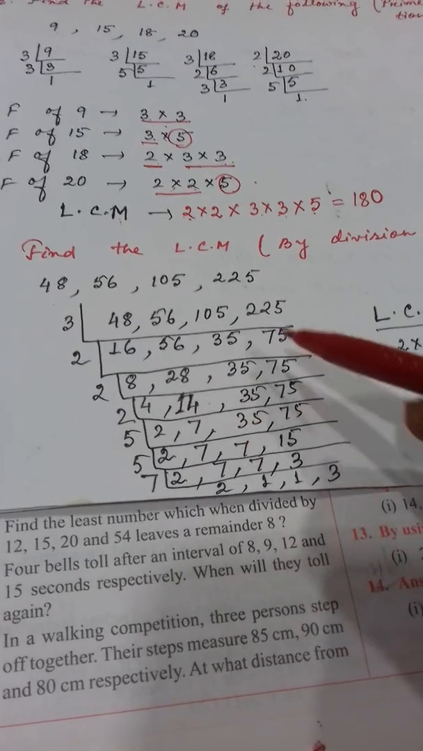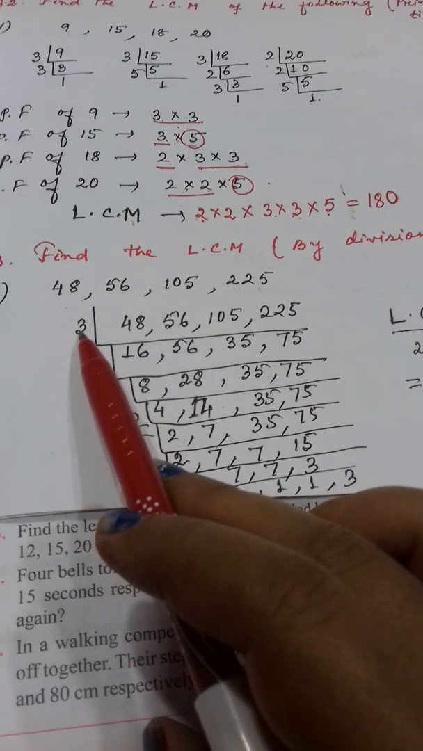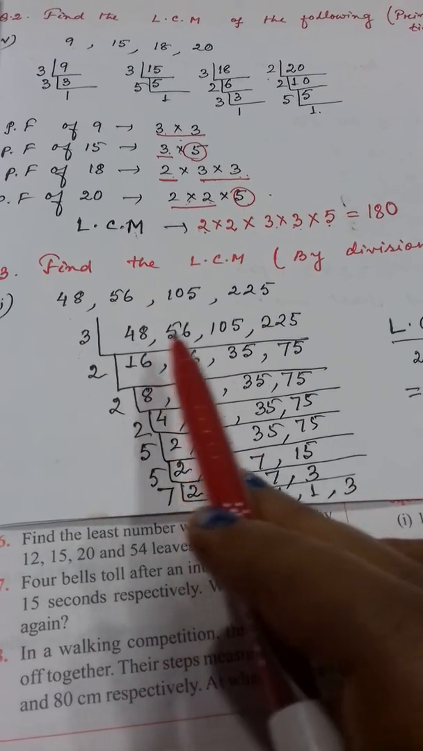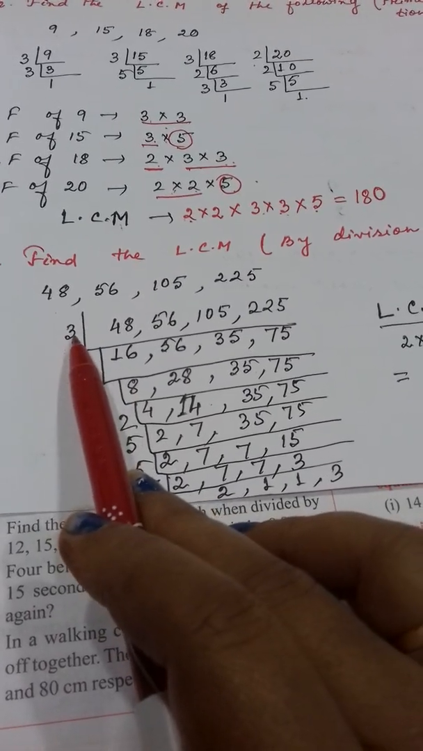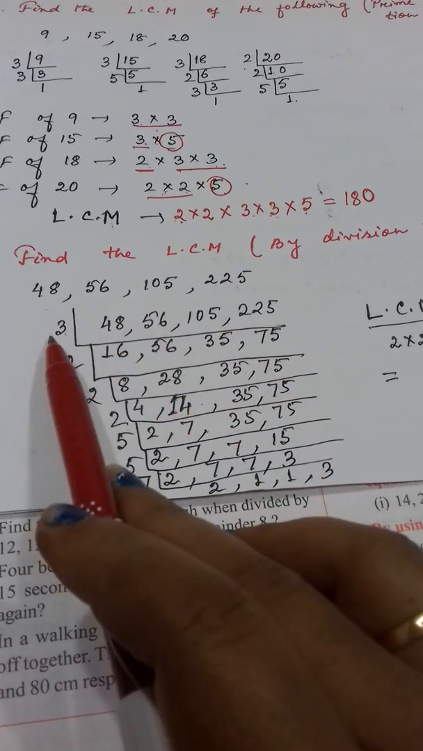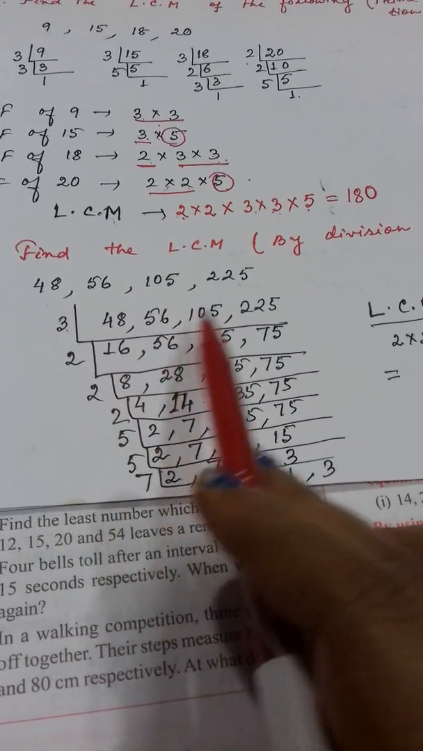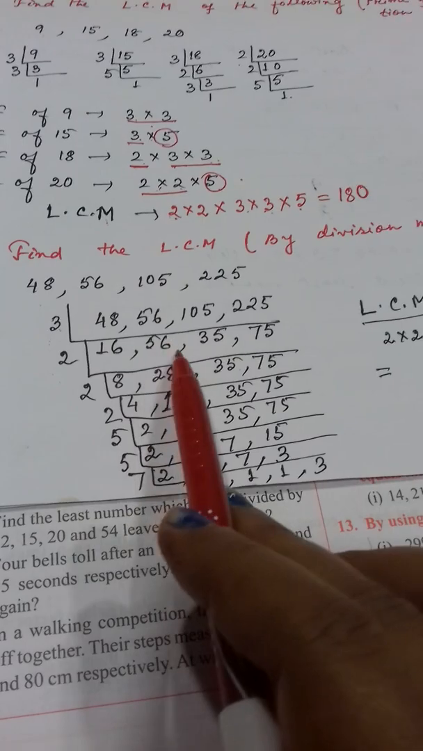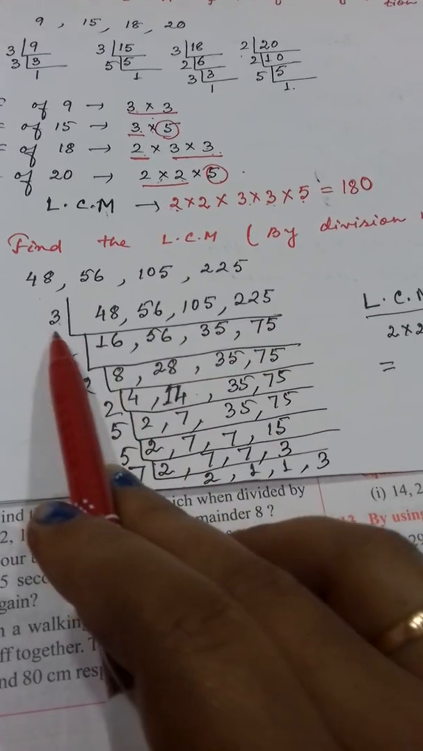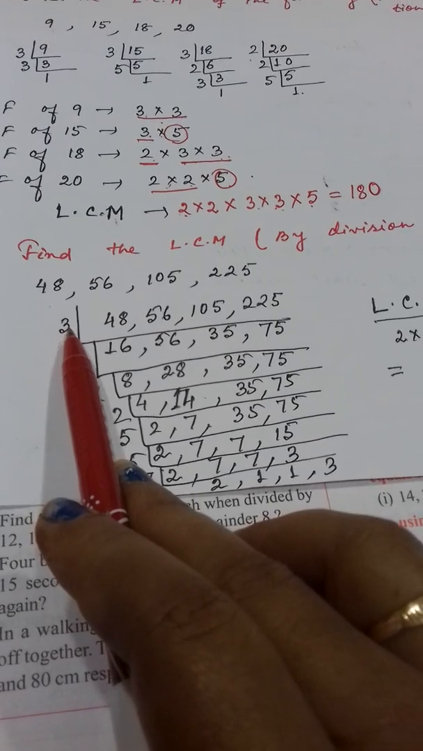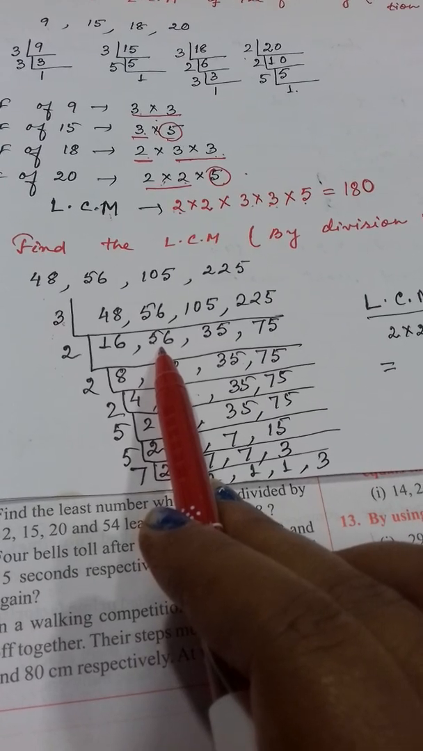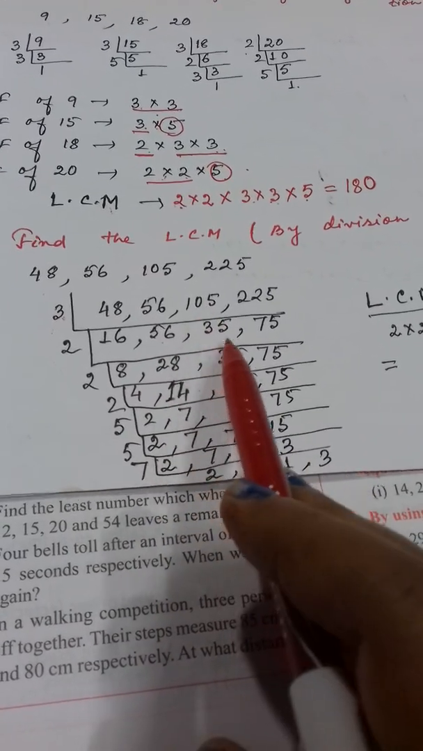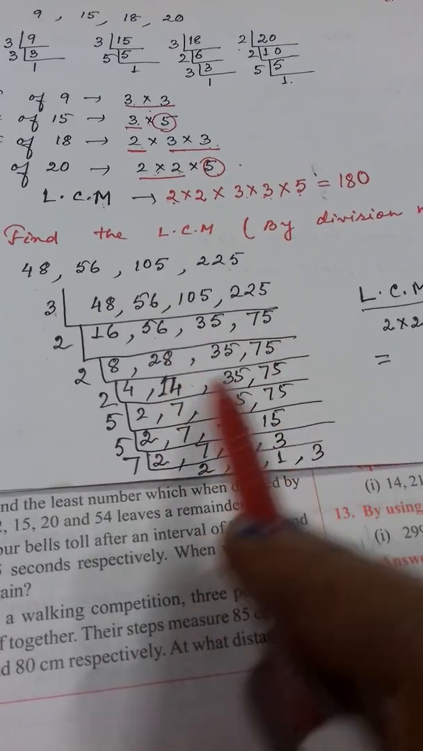Next, by the division method. Question number 3. This is the common division method. Start with a prime number. Clear? I told you there is no hard and fast rule about which prime number you start with, but it should divide at least some of the numbers. Divide by the one that divides the maximum numbers. Have you seen? I started with 3. So 48 can be divided, but 56 cannot be divided by 3, so I didn't divide it. 105 can be divided, 225 can be divided. So I have maintained it that way.